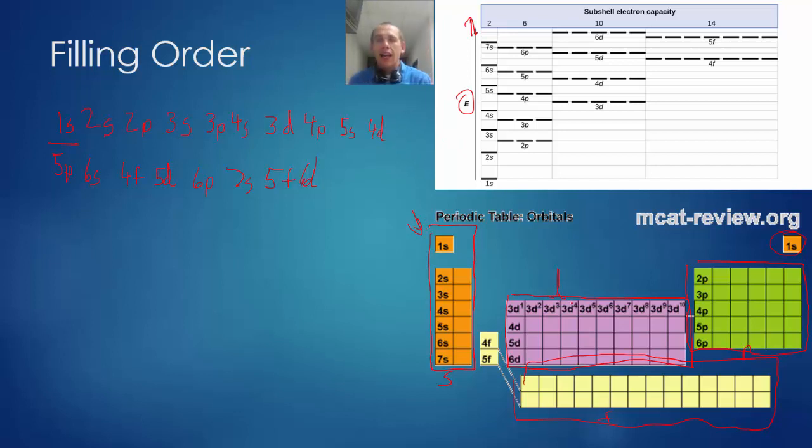Okay, so do I have to memorize that order? No, and here's why. This periodic table down here, or any periodic table, shows us the order they fill in. The only thing you have to remember is the row one back or two back. And here's what I mean.